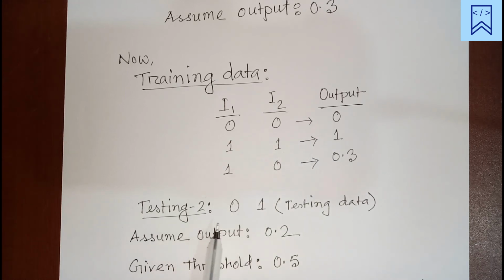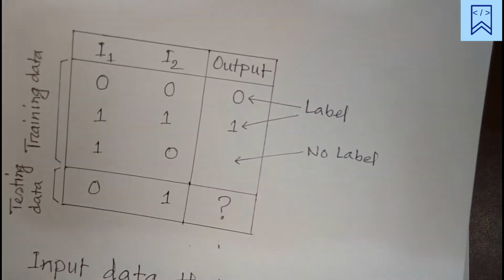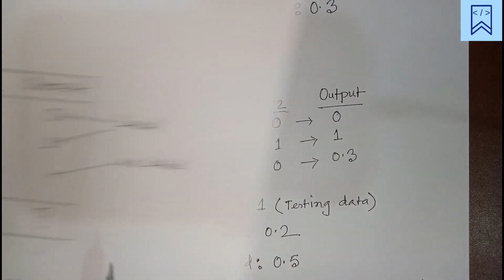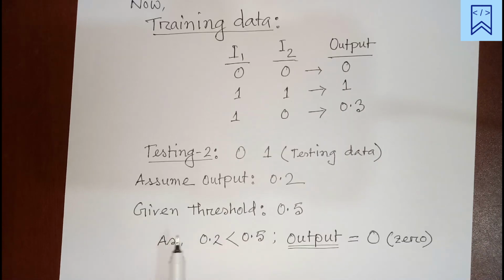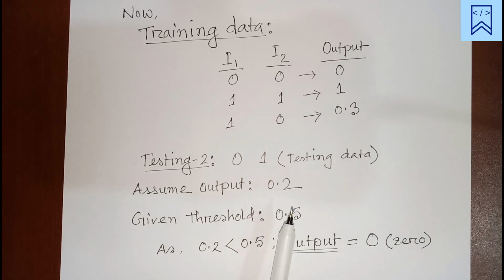So now we will use testing data. So according to our previous table, testing data is 0 and 1. So we will use 0 and 1. Now assume that the output is 0.2. Here a threshold will be given. If the given threshold is 0.5, we have to compare output of testing 2 with threshold value. Here, as 0.2 is less than 0.5, the output will be 0.